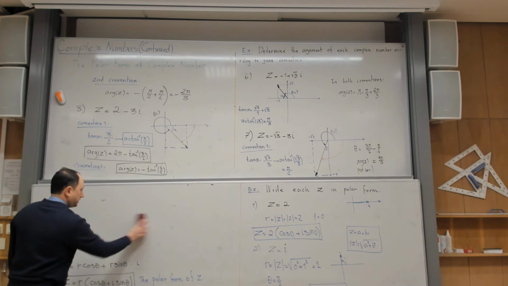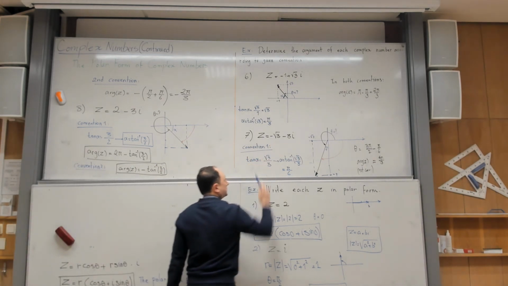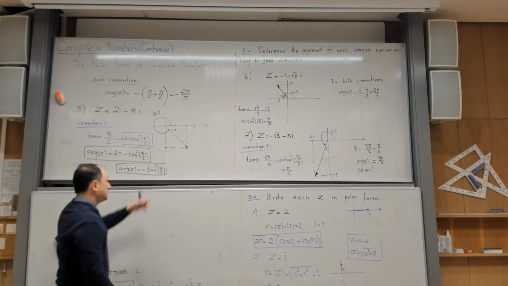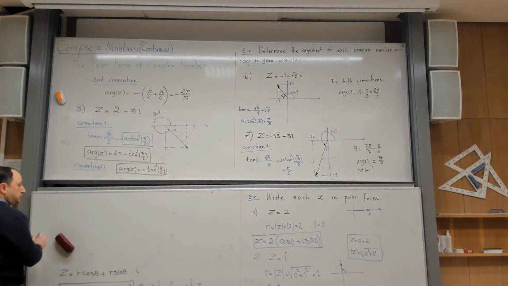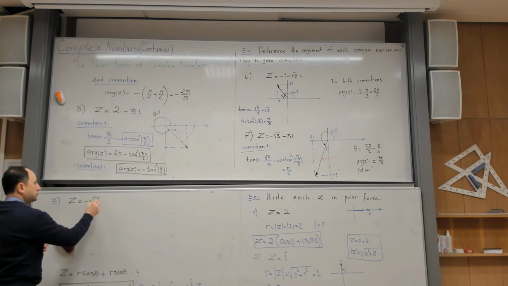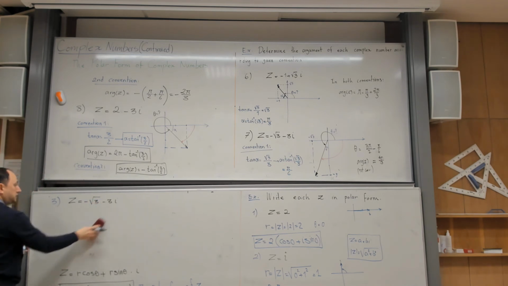Just one more example here. Let us calculate the polar form of this number that you see here, because I don't need to start everything from scratch. So let me write number 3. I want to determine the polar form of this complex number.